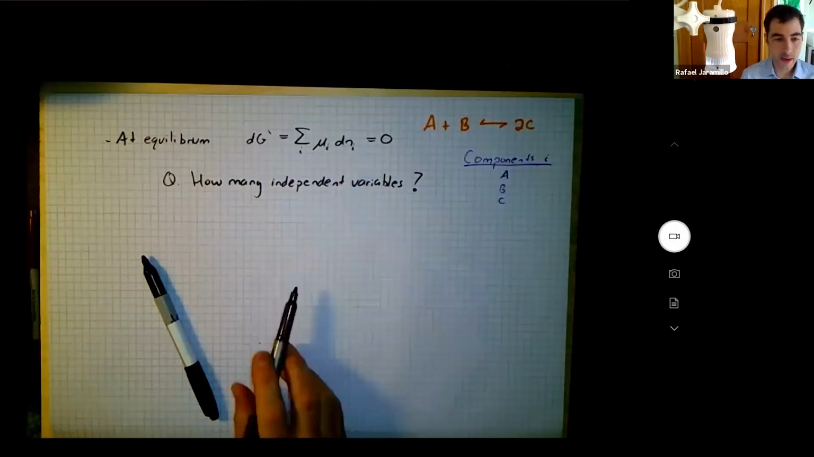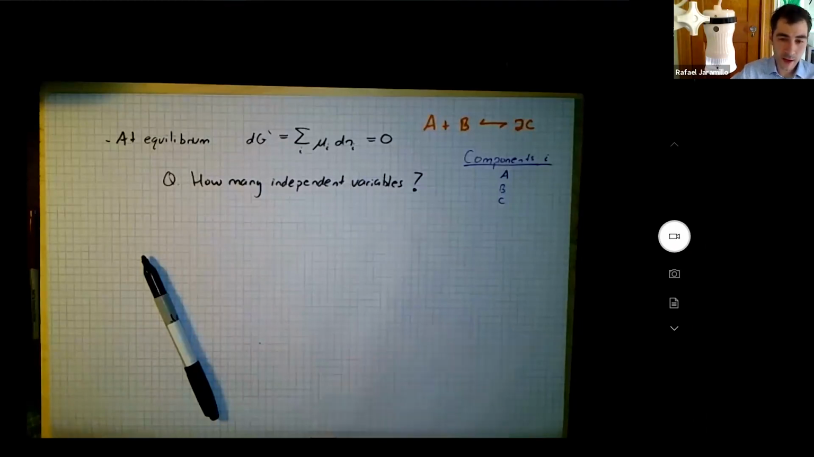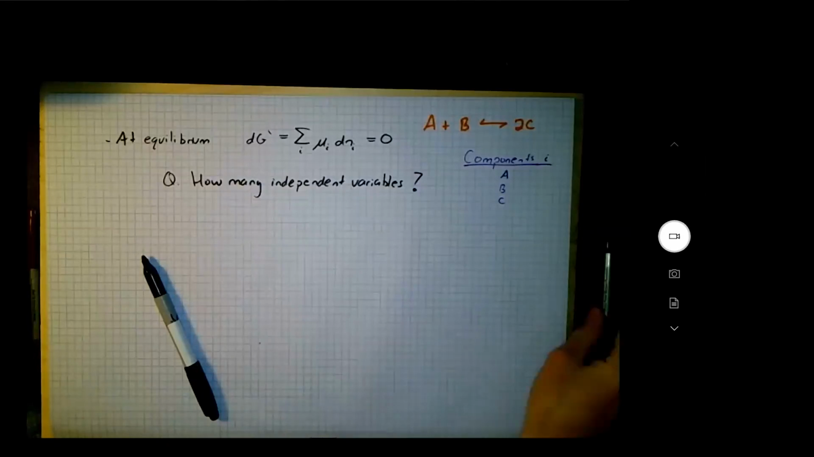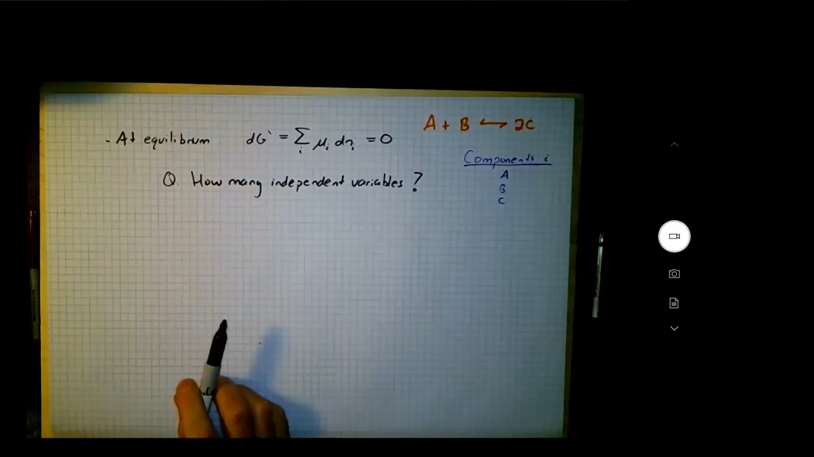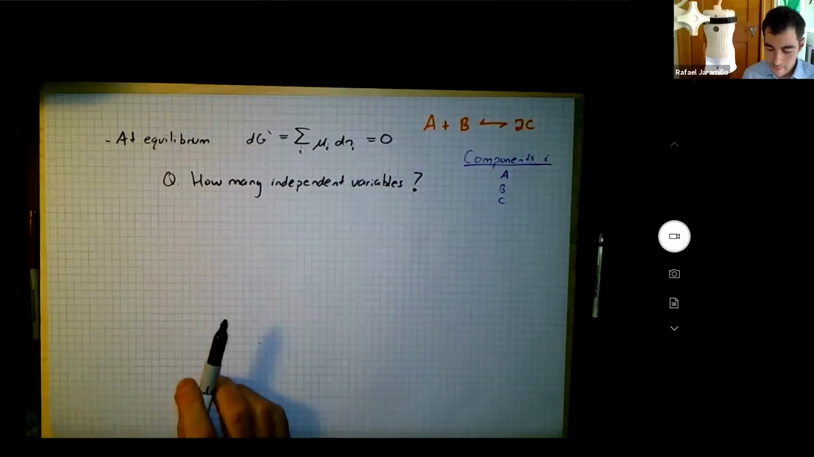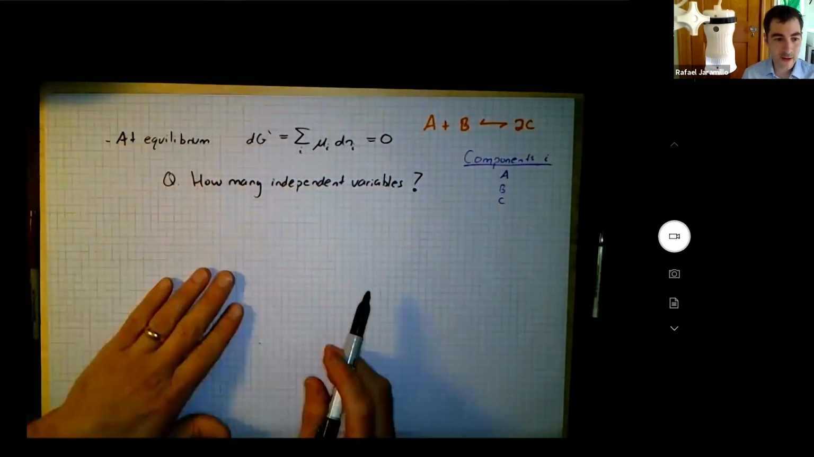How many independent variables do we have? This is carried from the previous lecture. Like 5. 5. How do you get 5? Number of components and then two independent variables for thermodynamics? So I see you're taking the numbers 3 and 2, but you're adding them, and then you should be subtracting them. And the reason is the following.